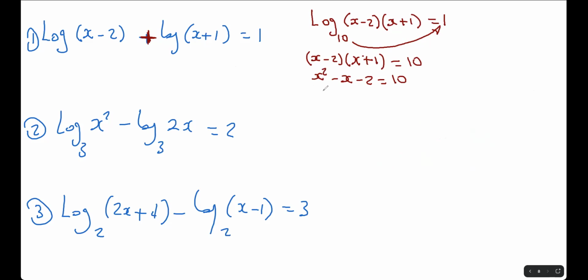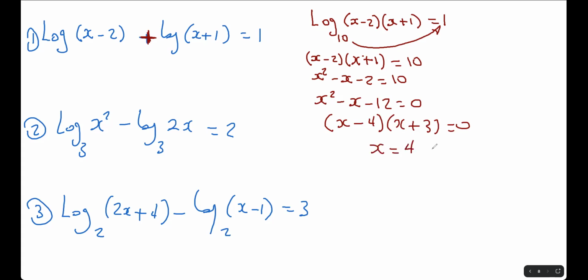Now, I move the 10 to the other side, so x squared minus x minus 12 equals 0. (x minus 4)(x plus 3), that's what that factors into, because negative 4 plus 3 gives me negative 1, and negative 4 times 3 gives me negative 12. Now x equals 4 and negative 3. The 4 works. The negative 3 will give me a negative here and negative here, so we cannot log a negative number, so that has to be rejected. So this is the first one that we have to do.